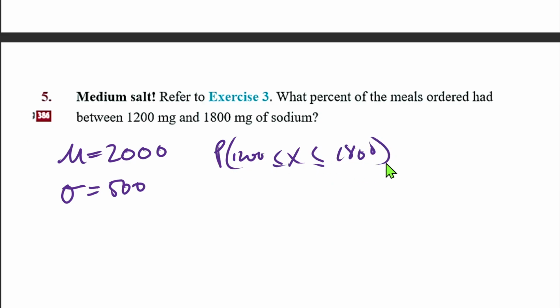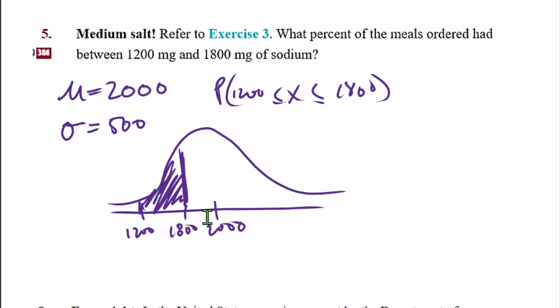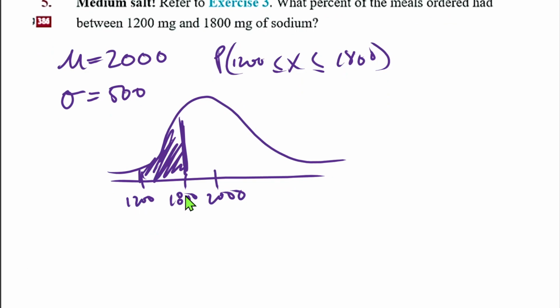So you have to convert both of these to z-scores. And what's going on is, so here's 2000, here's 1800, here's 1200. We're looking for the probability of being in this range, right? So what are we going to do? We're going to convert this 1800 to a z-value. We're going to convert this 1200 to also a z-value, and we're going to say, okay, with those z-values, what's the probability of being, just look up the table.